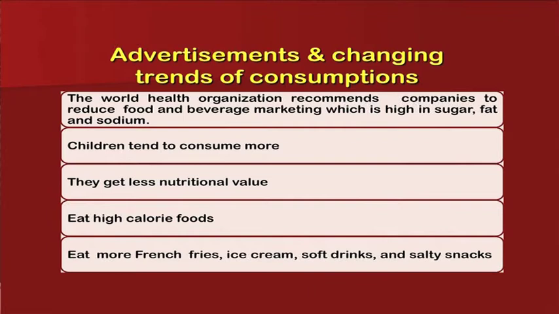They eat high calorie foods, eating more french fries, ice cream, soft drinks and salty snacks. Now, taste is the parameter to eat food. Children get attracted to ice creams and snacks, which increases the sugar level of the body. And if the sugar level increases, people at early stages can get diabetic.